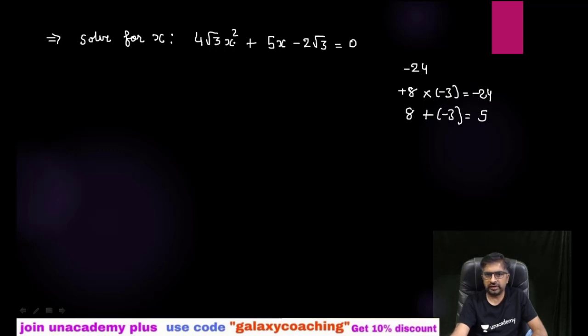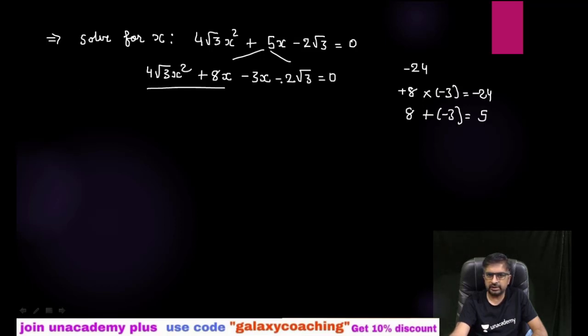So these are the two factors, guys. Let me write down here 4 root 3 x square. Now I am going to split this. So can I write here 8x minus 3x minus 2 root 3 equals to 0. You can use quadratic formula also, guys, but I think this will be a little bit easy, so I am using this. Now you need to take out common, 4 common, x common, so root 3x plus 2.